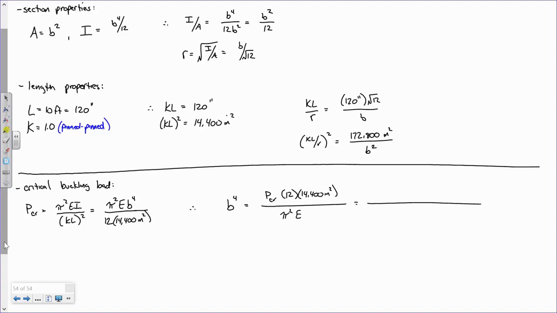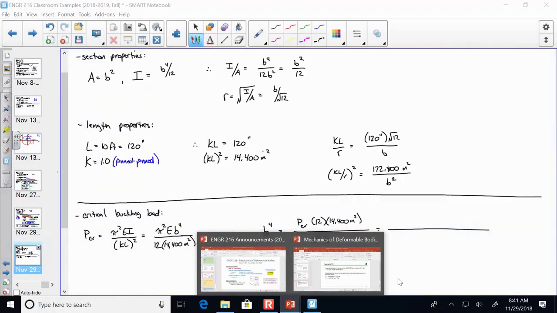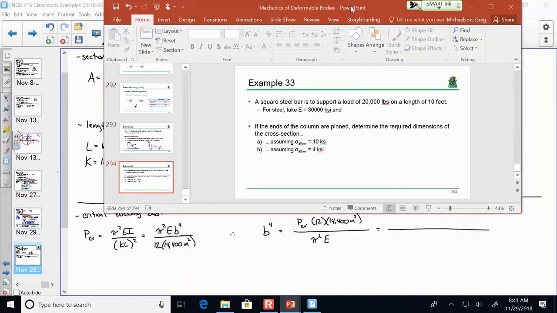Let's see. Well, hold on. Let's go back to the problem. Do we know P critical? Well, let's see. We know E. We know 12, all this. Do we know P critical? What are we going to take to be P critical for this? The 20,000 pounds, right? Because what we're trying to do is figure out what are the required dimensions of the column such that it won't buckle. So we're going to take the 20,000 pounds to be the critical buckling load.